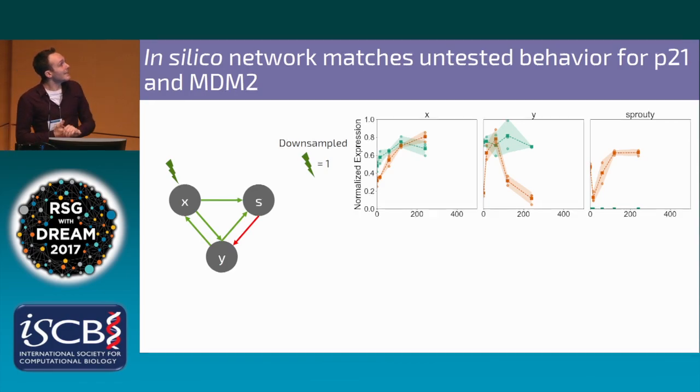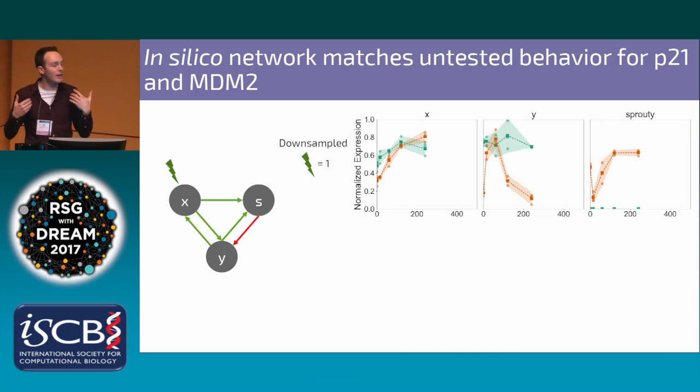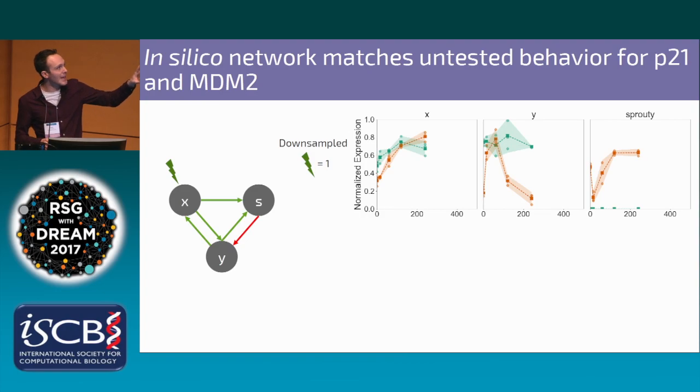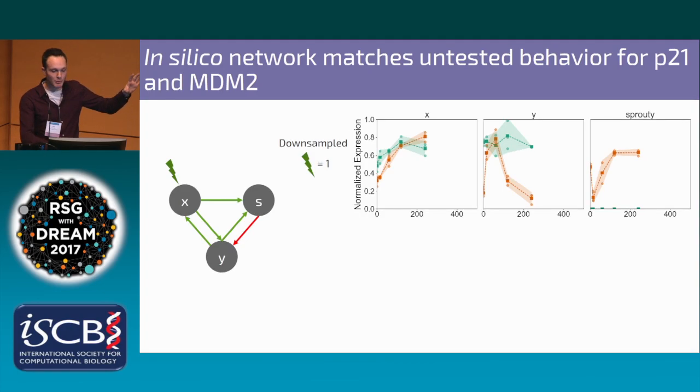So what we looked at is, and this is the same data as before, but because it's an in silico model, we can sample a lot more frequently than we can experimentally. And what I've done is, if we measure it every minute, I've downsampled the data so that it matches our experimental conditions. And this is how the network responds to a positive perturbation on the X node, which is what I showed you before.